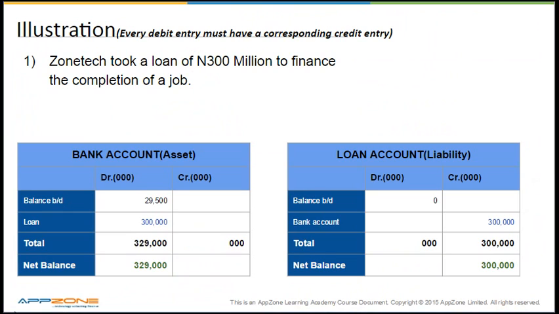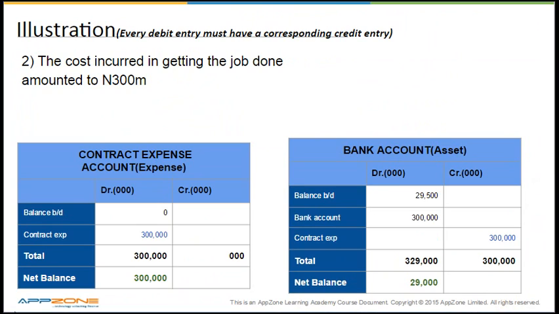Zonetech debited 300 million. Now our total balance on our bank account amounts to 329 million naira. That is our net balance, and we have a net liability of 300 million to be paid off. Moving on, the next transaction that occurred was that, as Zonetech, expenses were incurred in the process of getting the job done. Now the expense incurred was to the tune of 300 million naira.